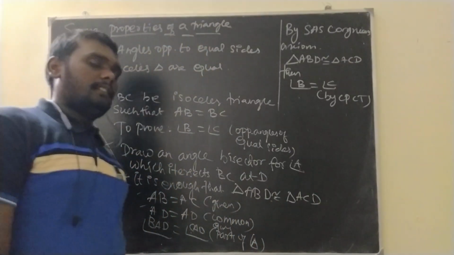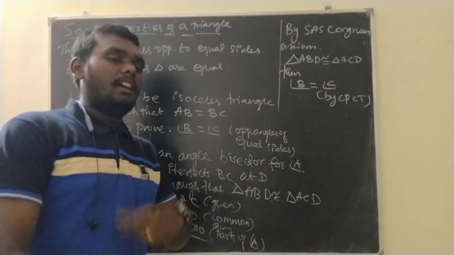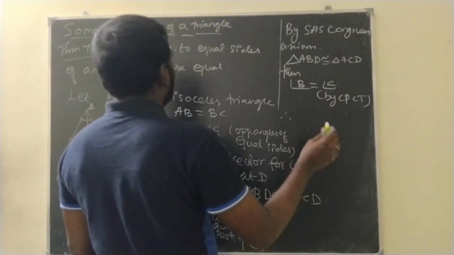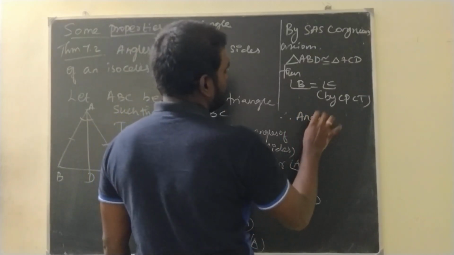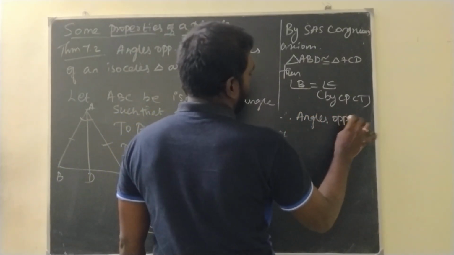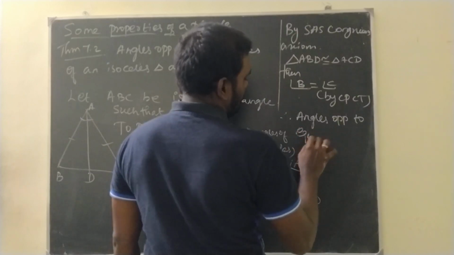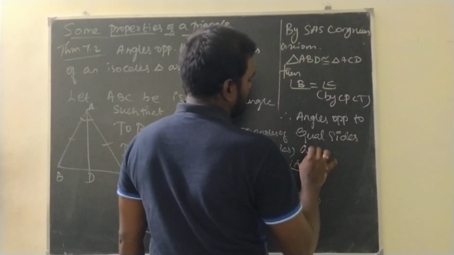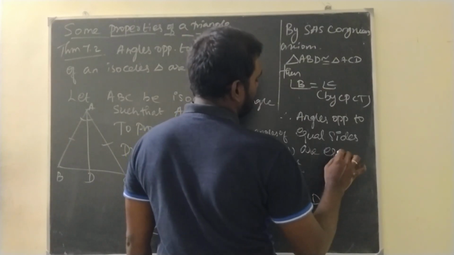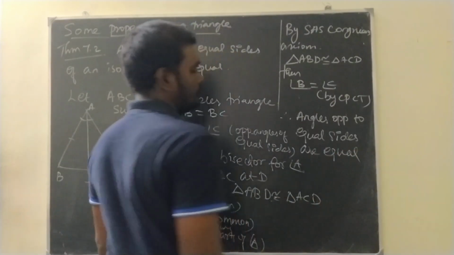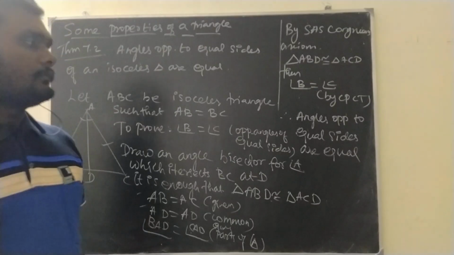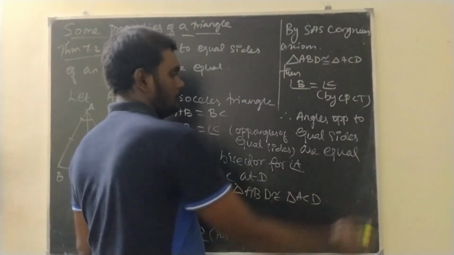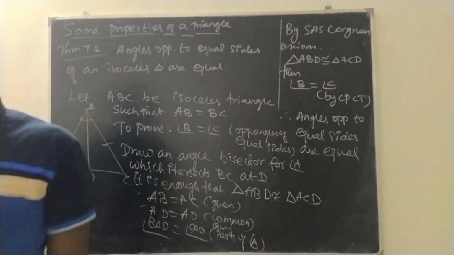Is that enough for the answer? Therefore, the statement: angles opposite to equal sides are equal. Okay, that is all.